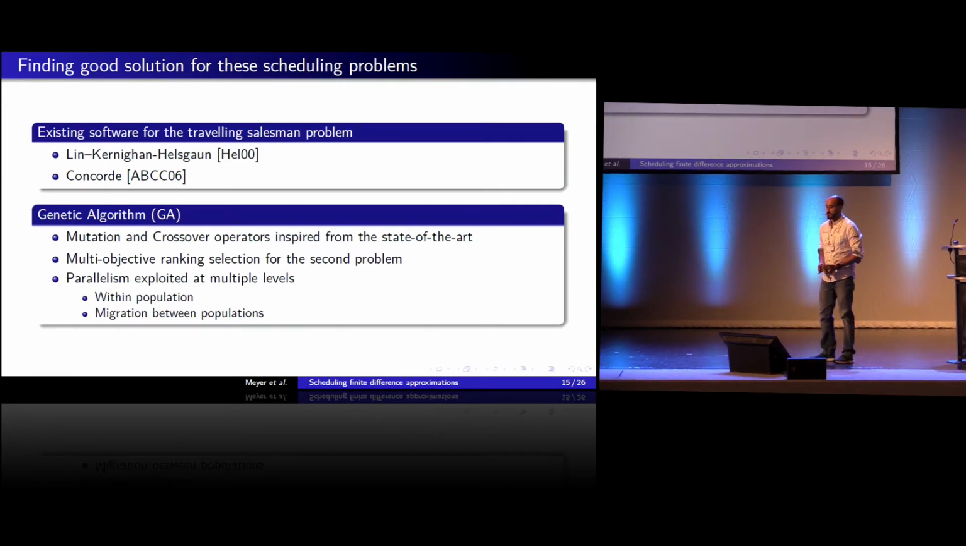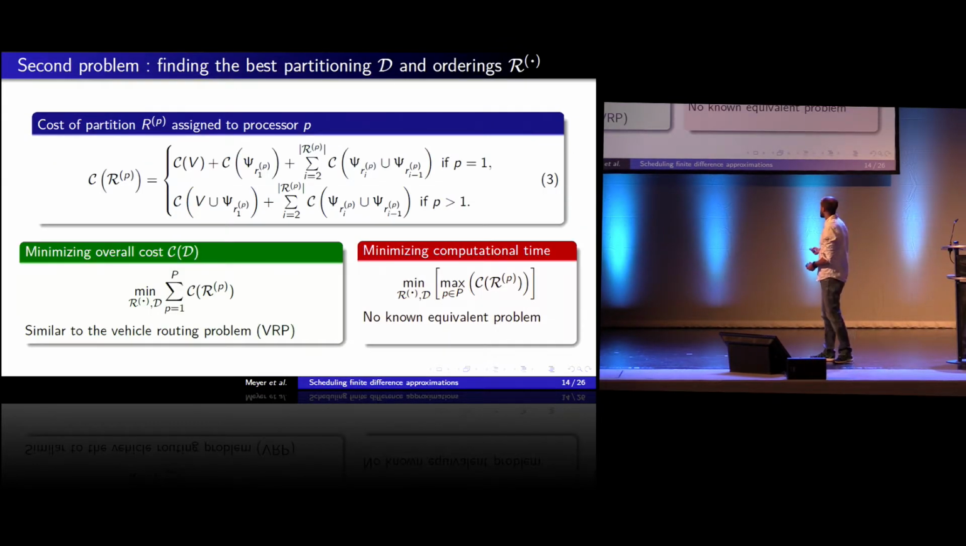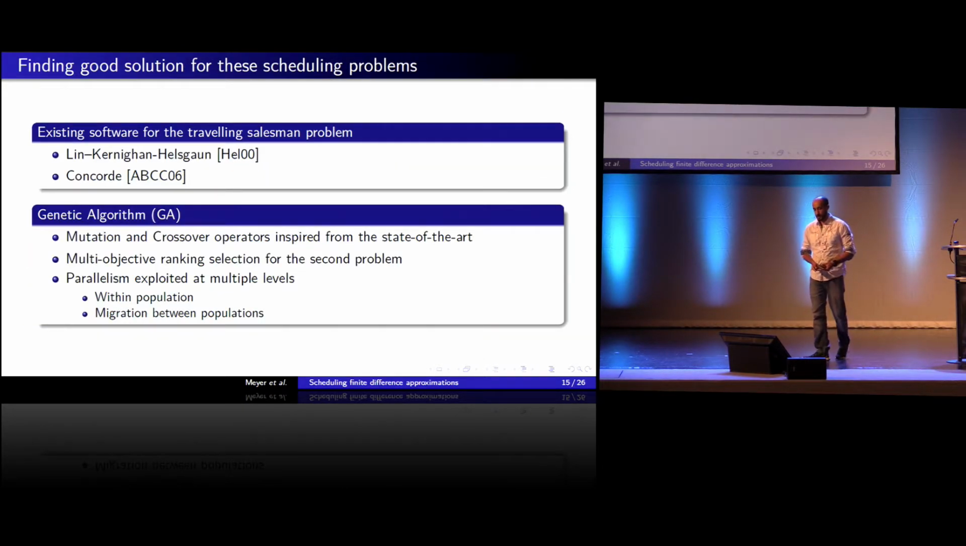For the second problem, it's going to be a bit more difficult because there is no potential, no problem that is identical. Here the function was based on the vehicle routing problem, but here we don't know anything about this problem, at least from our knowledge. So we designed a genetic algorithm to solve this problem. I will not go into the detail, but the idea is that we just inspired ourselves from some state-of-the-art methods from the VRP, vehicle routing problem, and we employed parallelism to make it quite efficient.